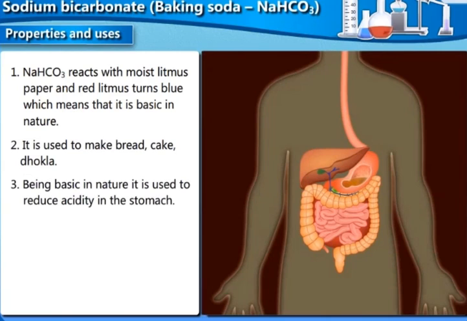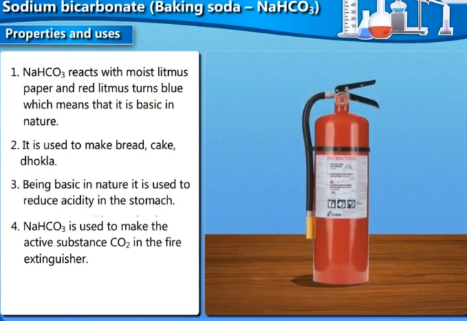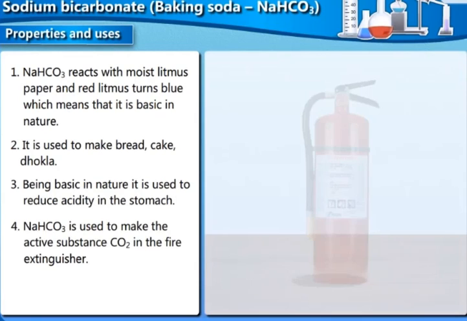3. Being basic in nature, it is used to reduce acidity in the stomach. 4. Sodium bicarbonate is used to make the active substance carbon dioxide in the fire extinguisher. If you remember, in chapter number 13, Carbon and its Compounds, we learned about fire extinguishers. It's a simple fire extinguisher, there are many types. In the basic one, we use sodium bicarbonate and hydrochloric acid. Yeah, if you remember.